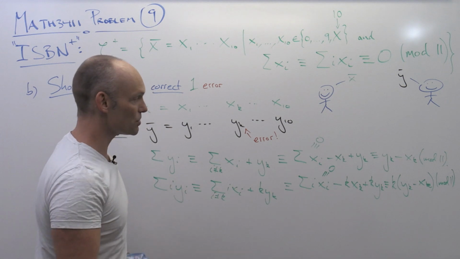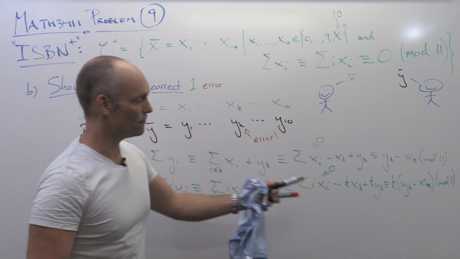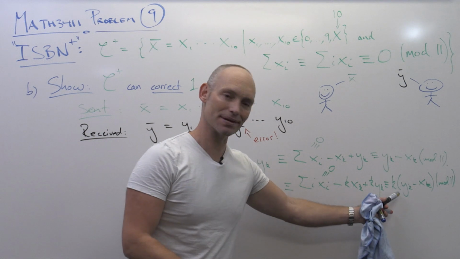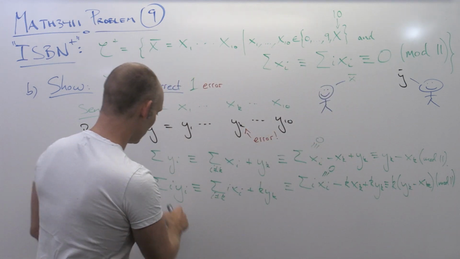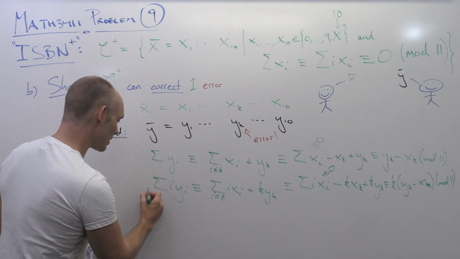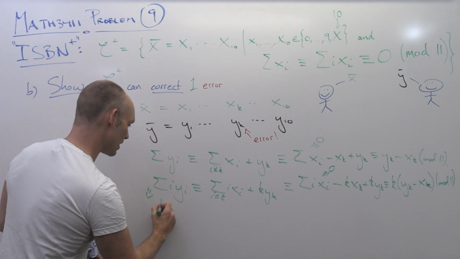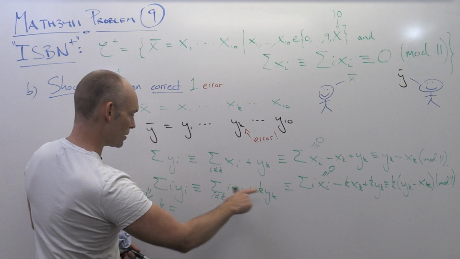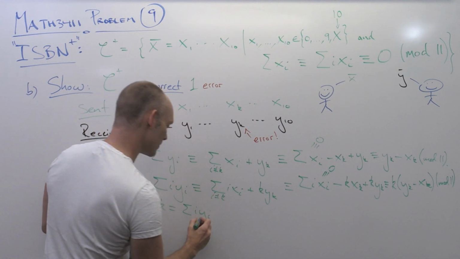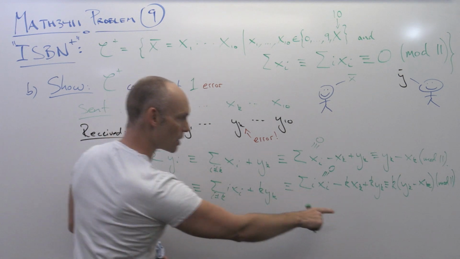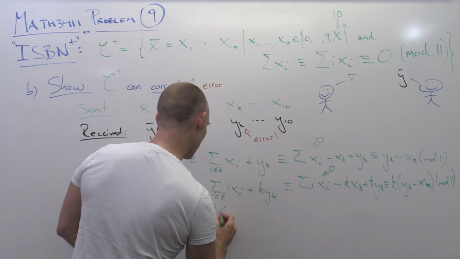Why is that great? Well, it's great because now we actually know what the value of k is. Why is that? Well, we can divide by the difference here, and we'll get exactly what we want. So k is equal to this sum here, which we can calculate as the person receiving the message, times the inverse of that difference.